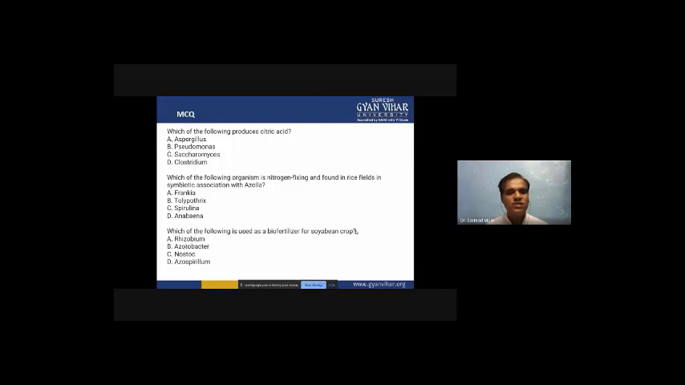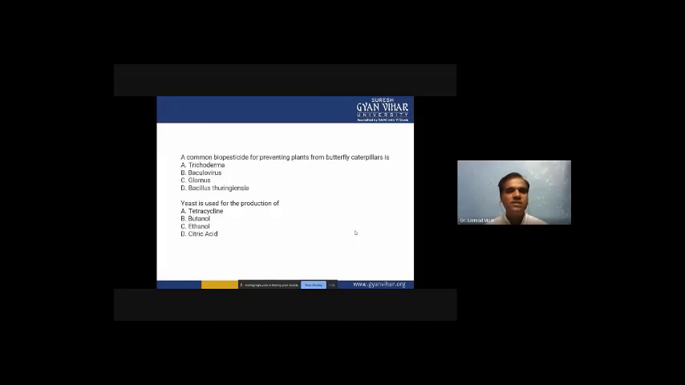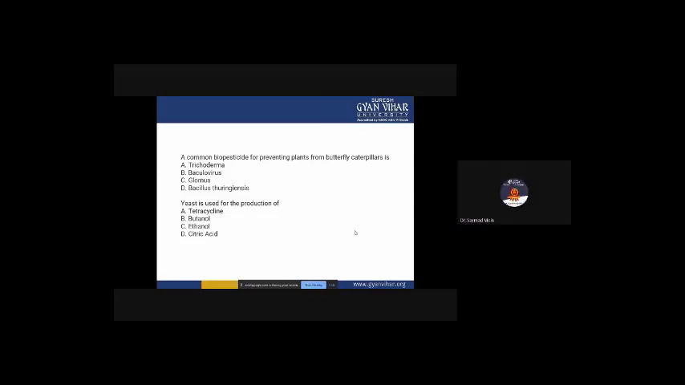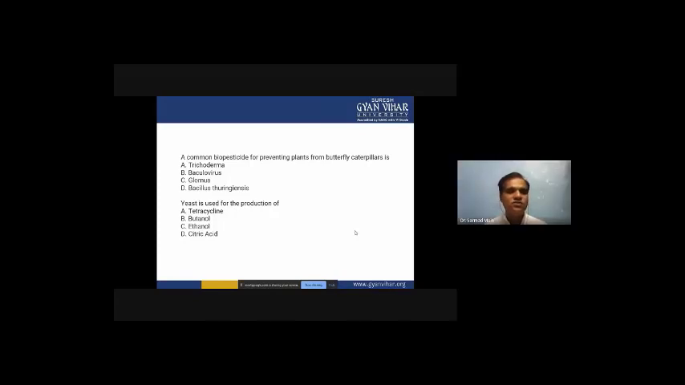Which of the following is used as a biofertilizer for soybean crop? Option A is Rhizobium. Option B is Azotobacter. Option C is Nostoc. Option D is Azospirillum. Next question: a common biopesticide for protecting plants from butterfly caterpillars. Option A is Trichoderma, option B is Baculovirus, option C is Dunaliella, option D is Bacillus thuringiensis. Select any one correct answer. Next question: yeast is used for the production of option A tetracycline, option B butanol, option C ethanol, option D citric acid. Again, you have to select any one correct answer.